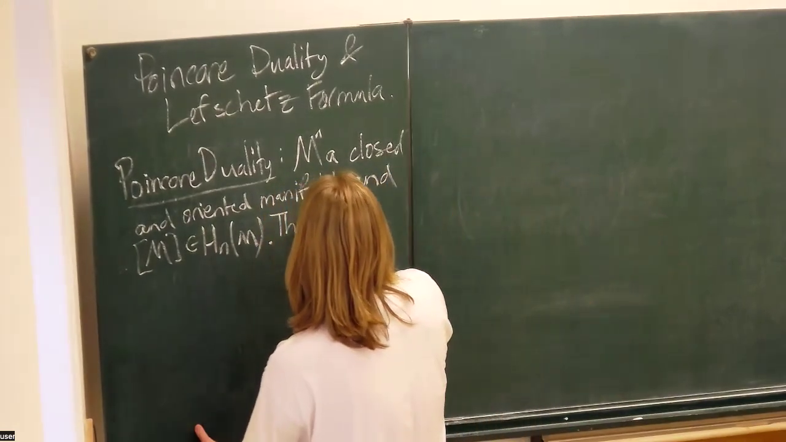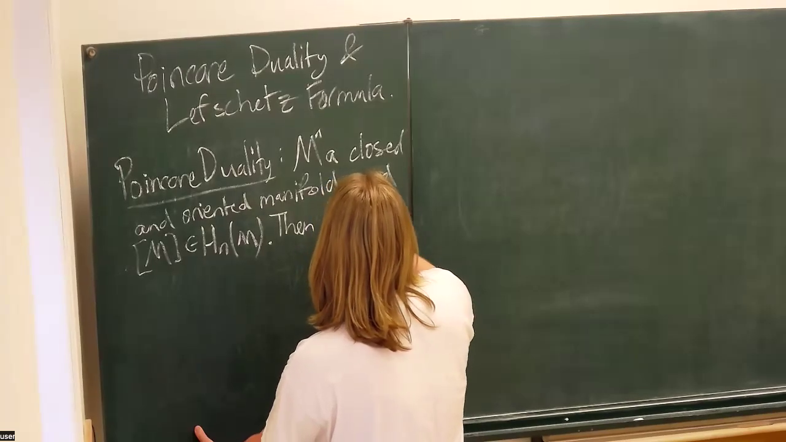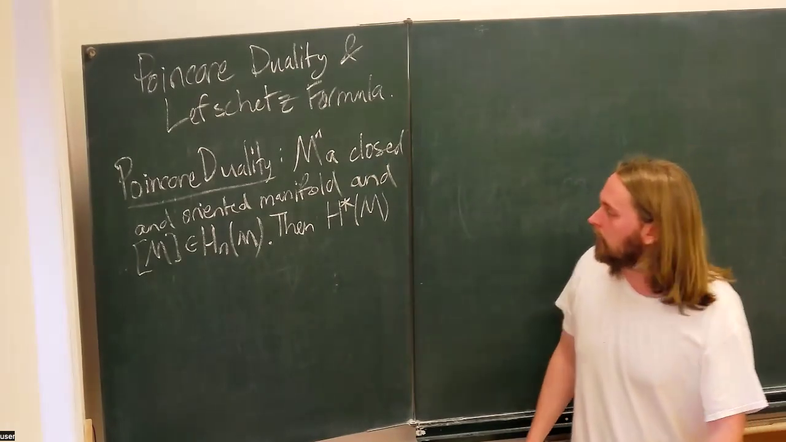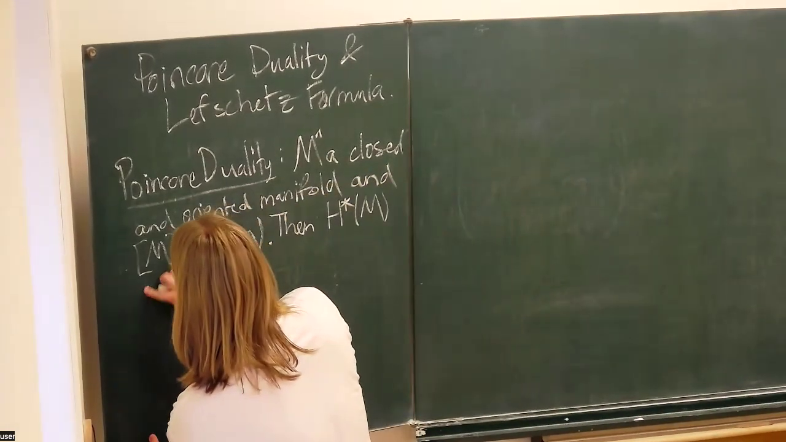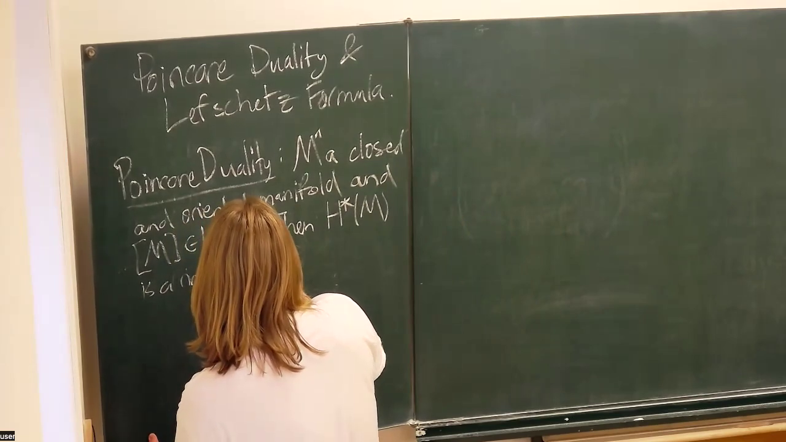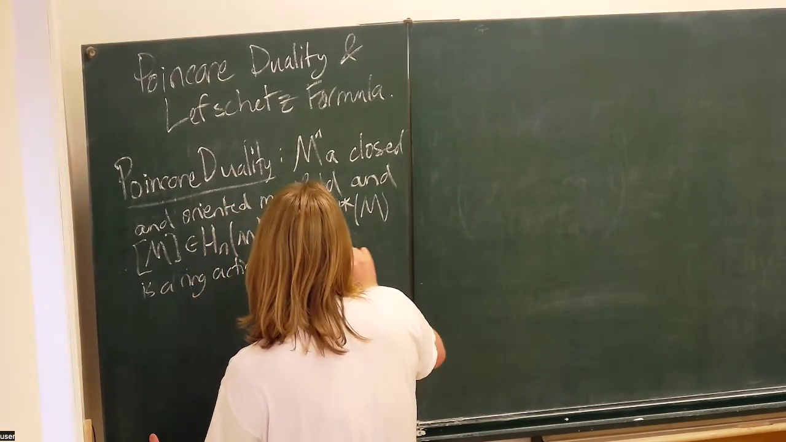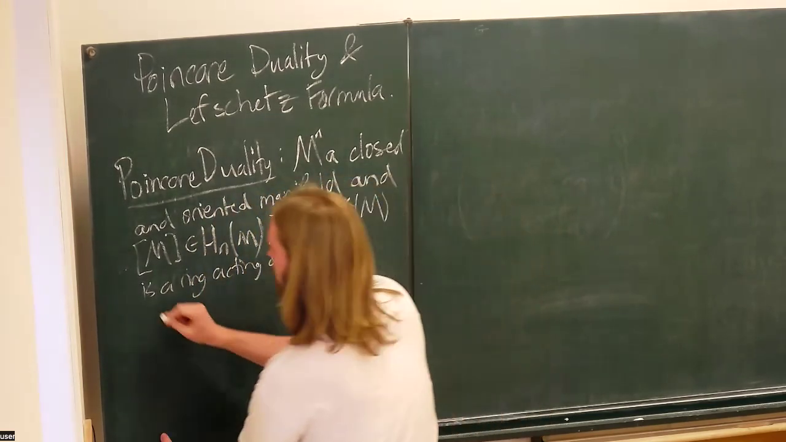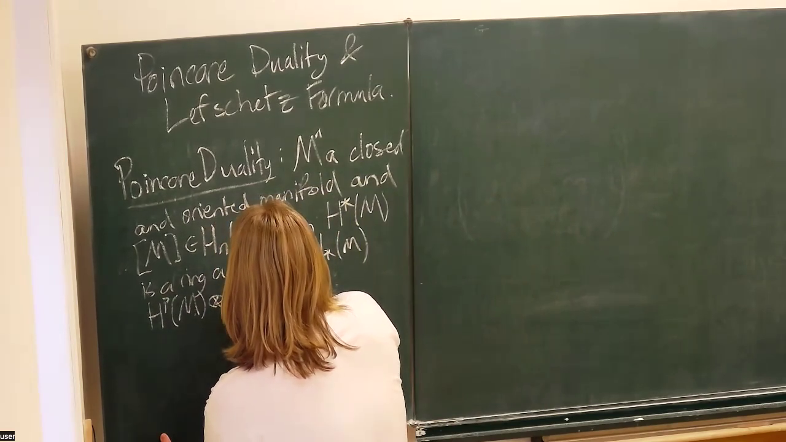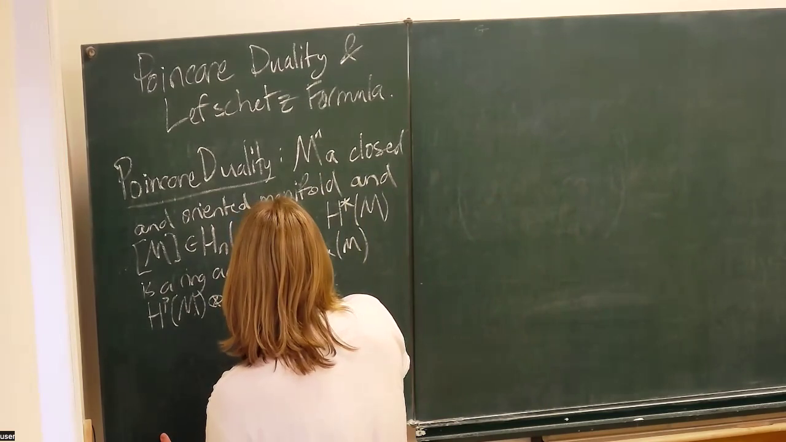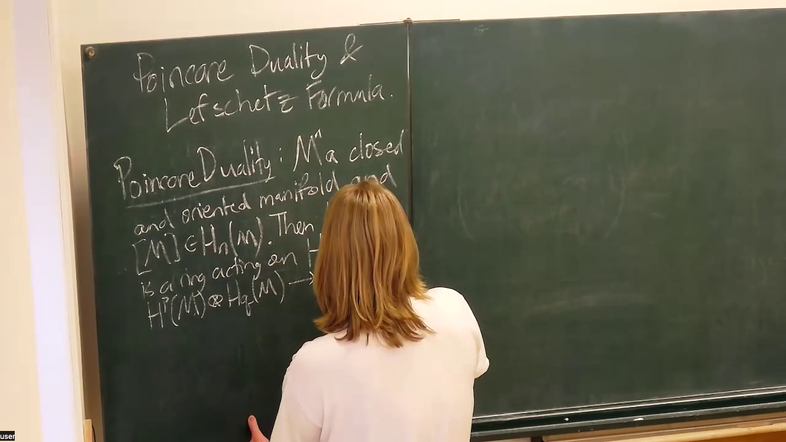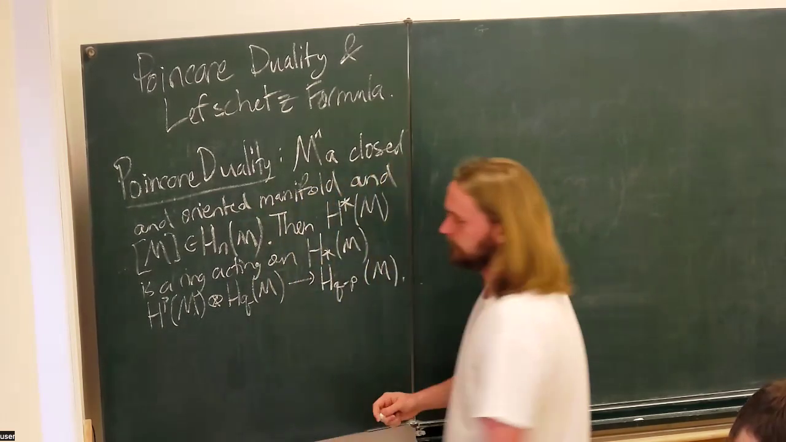Then the homology of M is a ring. It has some sort of intersection product, and it acts on homology. It shifts the degree like so. You have a p-form, and you have a q-cycle. Then you get out something in degree q minus p.